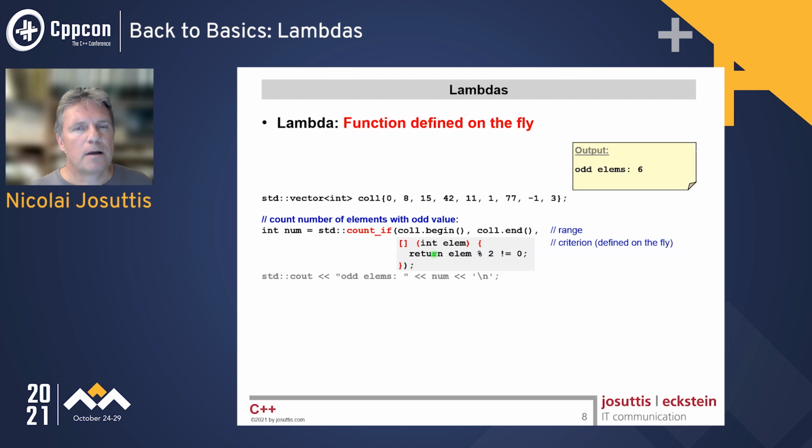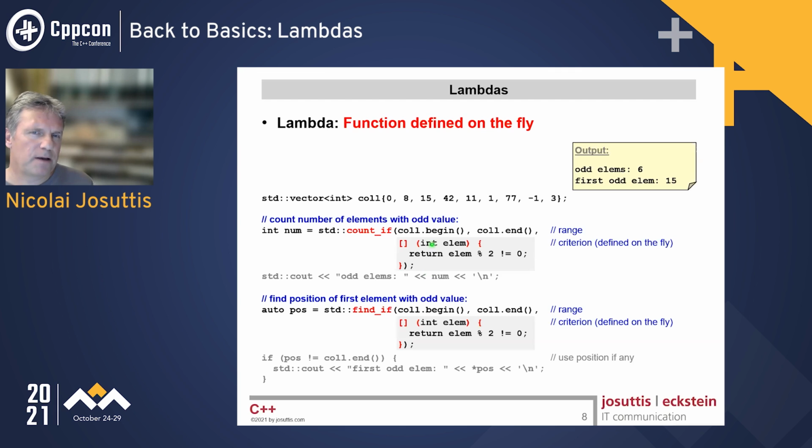Okay. Now, here would be an interesting question, an interesting surprise. We would use the same criterion twice. Once we want to count how many elements are odd, and once we want to find the first element that is odd. And of course, we can have more complicated situations and more complex criteria to decide what we look for.